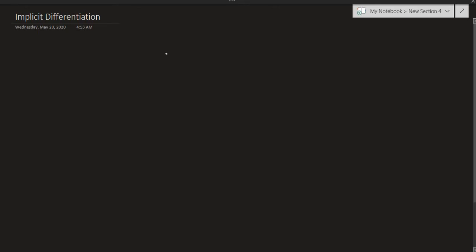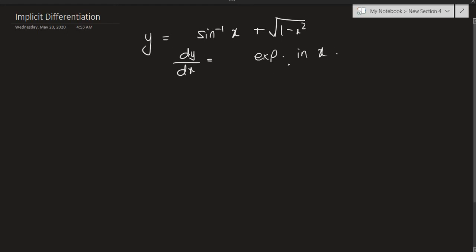Now in the previous video we had y equals some expression in x, right? Say inverse sine of x plus square root of 1 minus x squared, for example. So it was always an expression of x, right? And y was separated, so we could directly differentiate both sides. And we ended up with some expression in x. So that was our dy by dx, right?